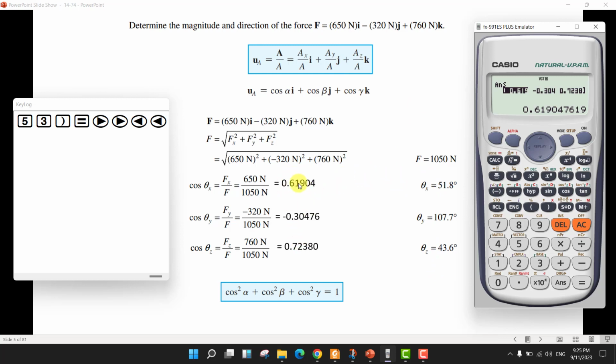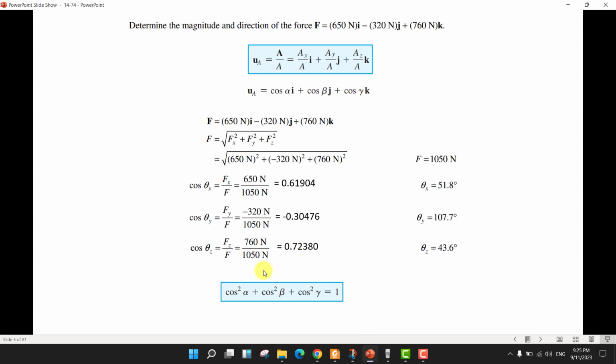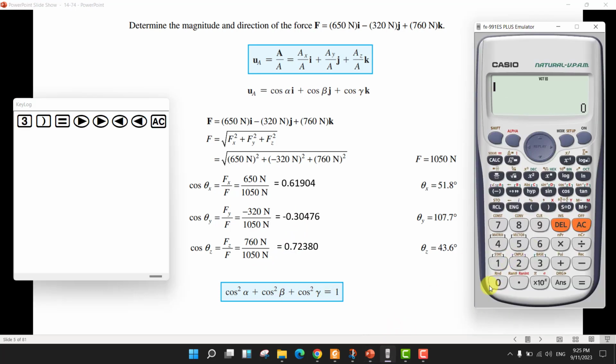And similarly, to confirm your answer, if we take the squares of these direction cosines, their sum must be equal to 1. So let's check it. That is 0.61904 square plus minus 0.30476 square plus 0.73280 square, equal. So this is approximately equal to 1.01, so it is approximately equal to 1. This confirms that these are the direction cosines, and the sum of the squares of these direction cosines must be equal to 1. So I hope this will help you in finding the unit vector of a given Cartesian vector using the calculator.